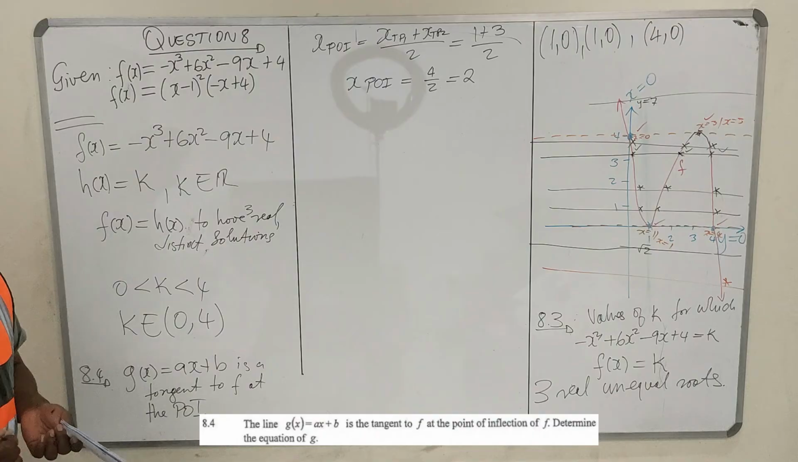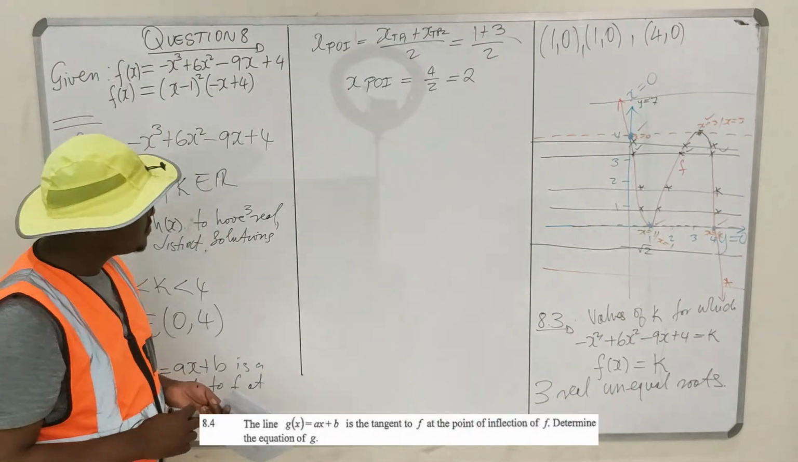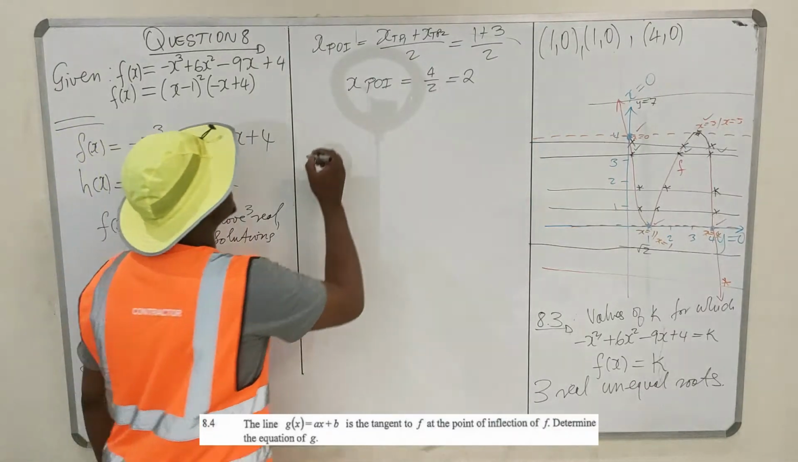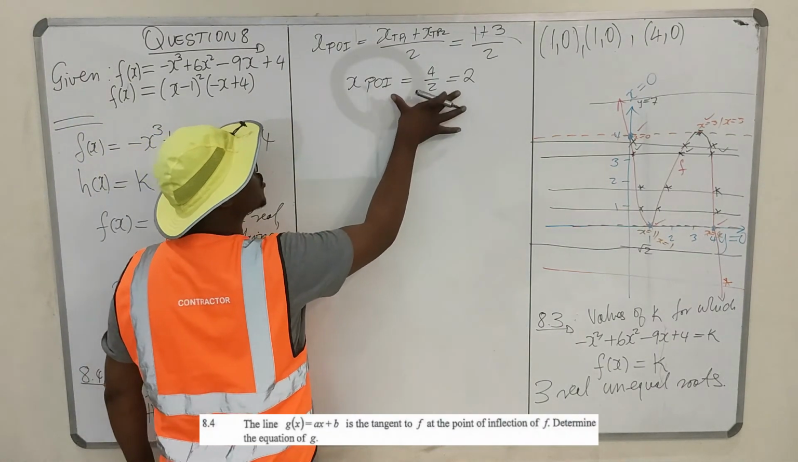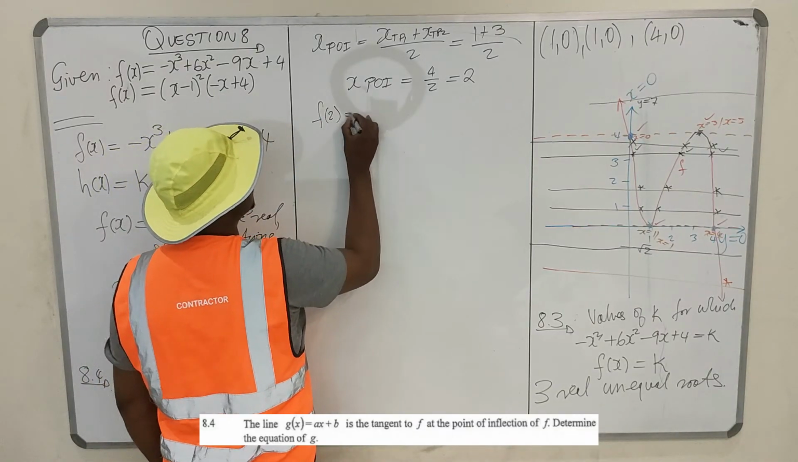Right? Then now, what else? We need the corresponding y value. How do we find the corresponding y value? You substitute the x coordinate of the point of inflection into the original function. So f at 2 is equal to what?